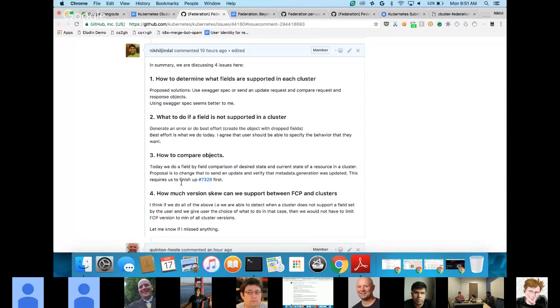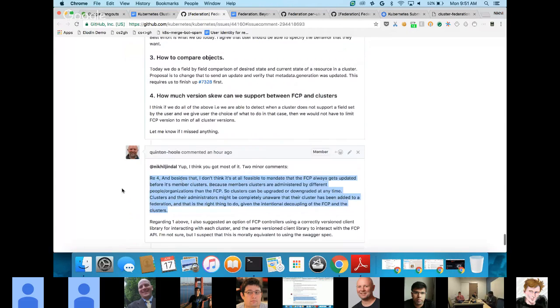So hold on. You're saying that we can't control the version of what exactly? Of the underlying clusters, not the federation. Those are managed by different people. So you cannot require that before updating federation, you have to update the underlying cluster or vice versa. They are maintained by different people. So are you saying that we can mandate that the federation control plane itself is kept up to date? We can't mandate that. Okay, so we can't even mandate that.